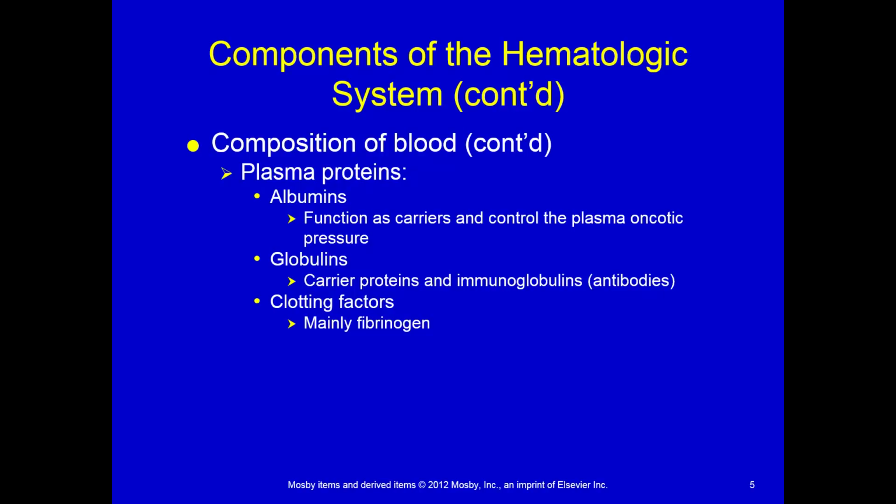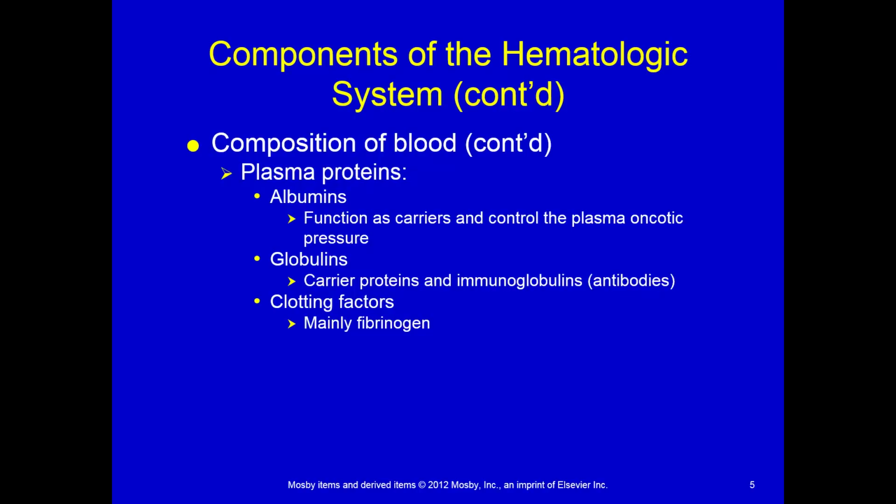Fibrinogen is what promotes coagulation and stops bleeding from damaged blood vessels, right? So that's also considered a plasma protein. And we'll talk more about clotting factors and fibrinogen later on when we talk more about hemostasis and the clotting process. But good.